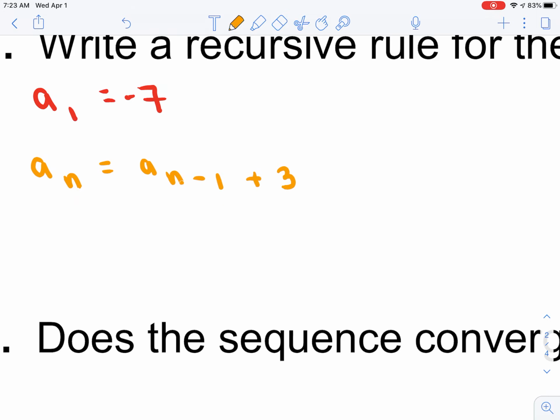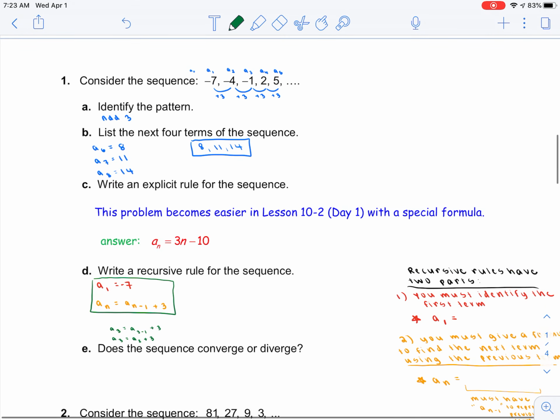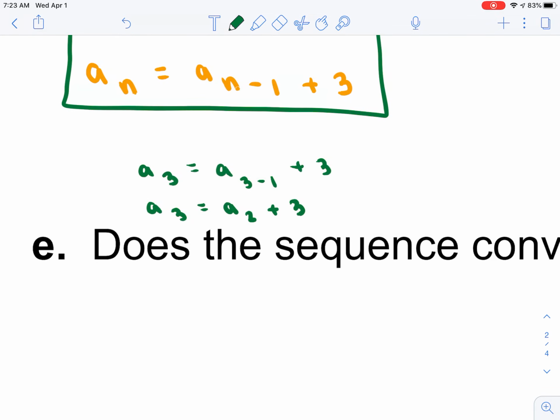So think about this. If I wanted to find a sub 3, so this is actually our answer, but I just want to show you how this works. If I want to find a sub 3, I could fill in a 3 for n. And notice that this says I would have to find a sub 2 and add 3. Well, notice if we took a sub 2, which was -4, and add 3, that would get us to -1, which is that third term.